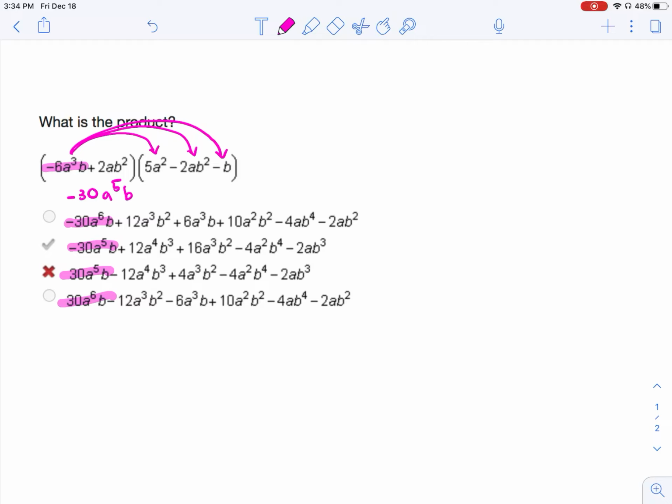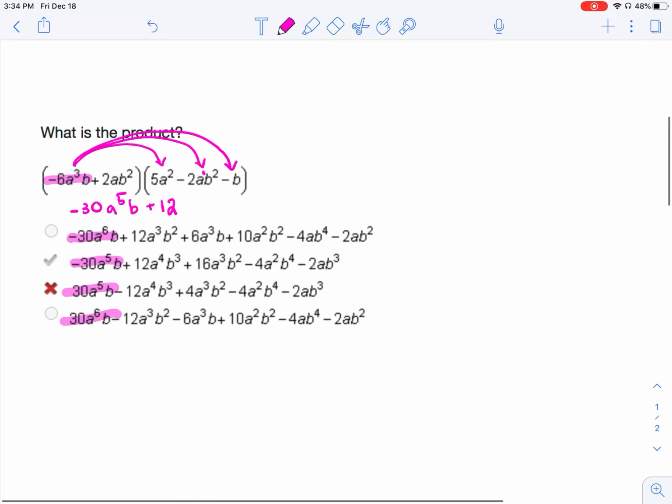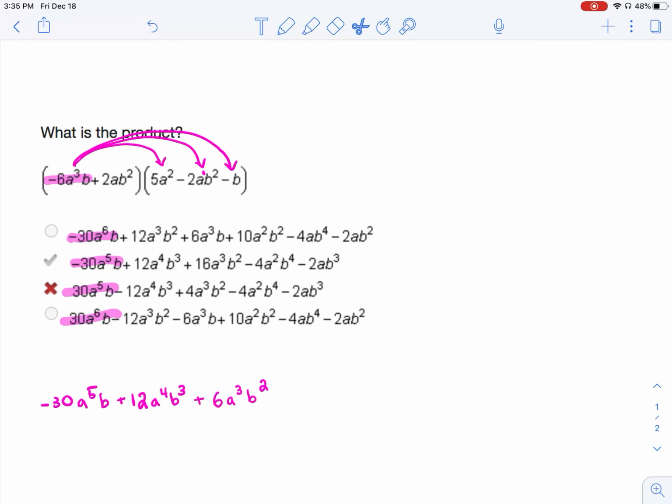I'm going to continue. Negative 6 times negative 2 is positive 12. A cubed times a. So this a, you might think there's no exponent, but there is a power of 1. So a to the power of 3 times a to the power of 1 is a to the power of 4, b to the power of 3. And then we have plus 6a cubed b squared. So we have this, and then let me just move what I have in pink down here.